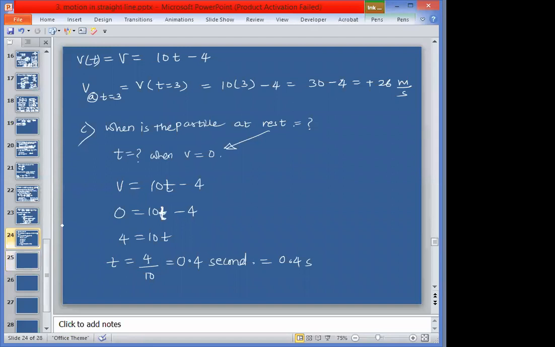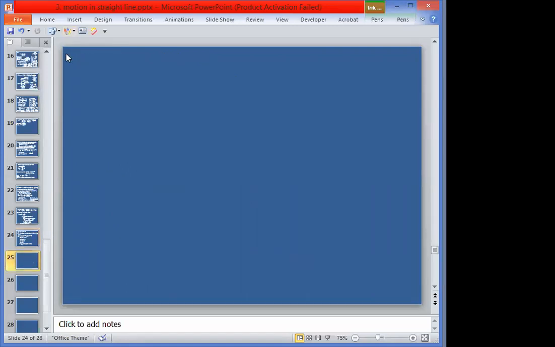Next, let us solve few more questions based on the same concept. Observe here. Which value will remain the same? The value of V will remain the same.